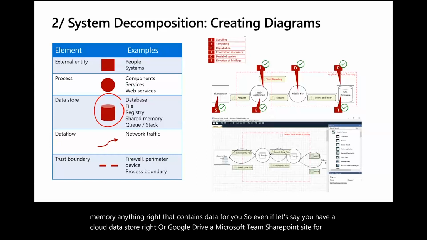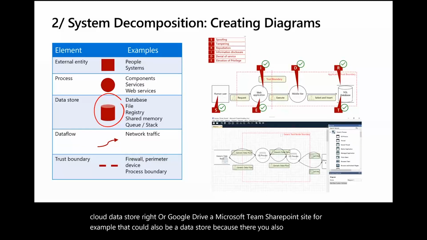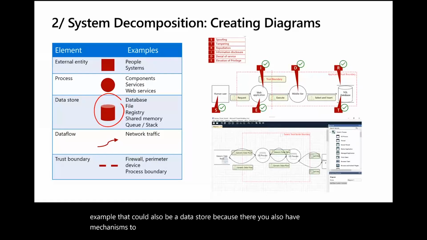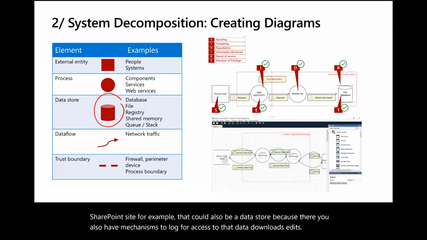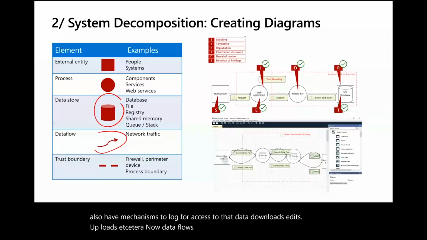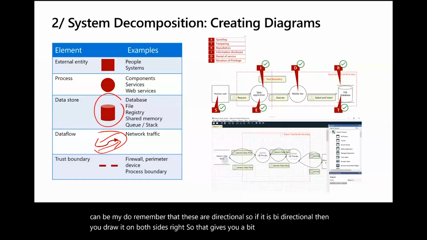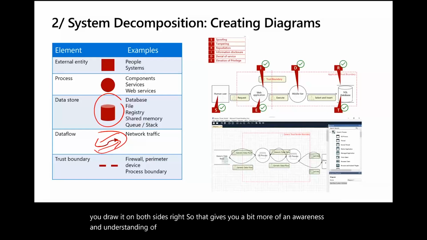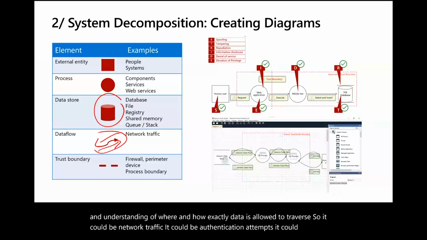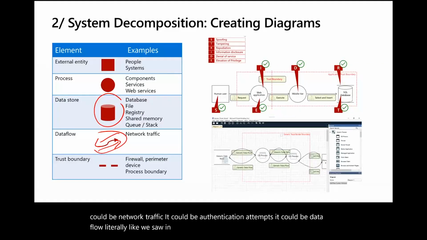That could also be a data store, because there you also have mechanisms to log access to that data: downloads, edits, uploads, etc. Now, data flows are represented by arrows. Do remember that these are directional, so if it's bi-directional, then you have to draw it on both sides, right? That gives you a bit more awareness and understanding of where and how exactly data is allowed to traverse. It could be network traffic, it could be authentication attempts, it could be data flow, literally like we saw just now, out to email, out to USB.